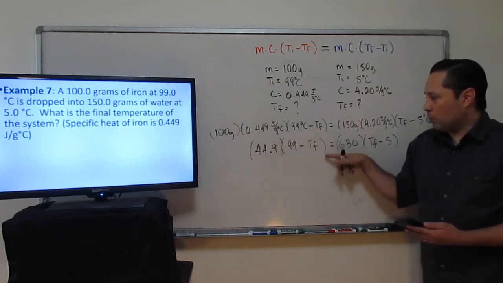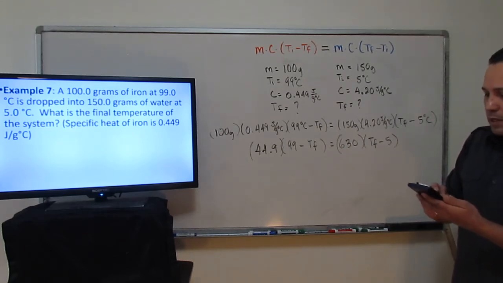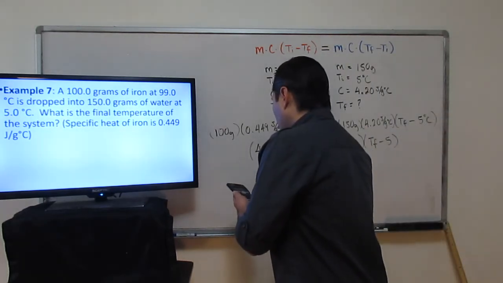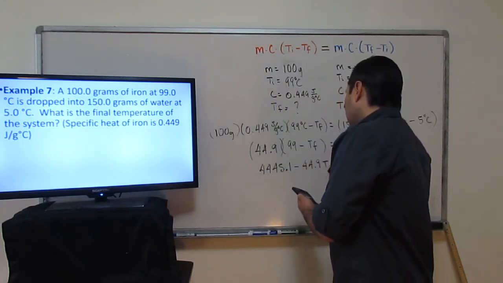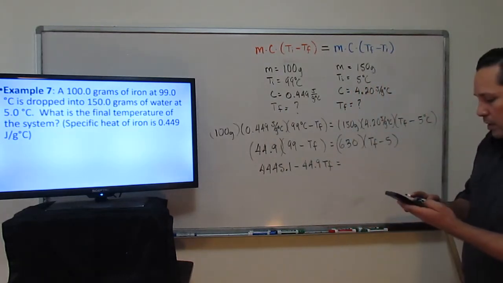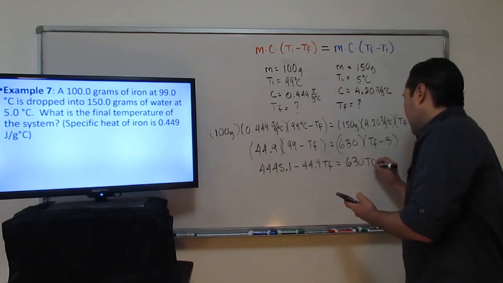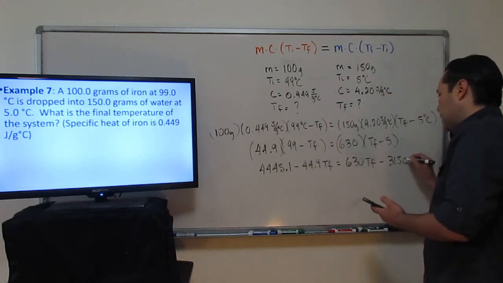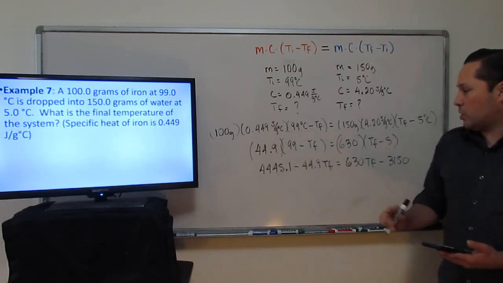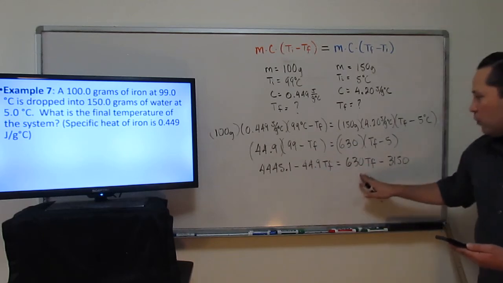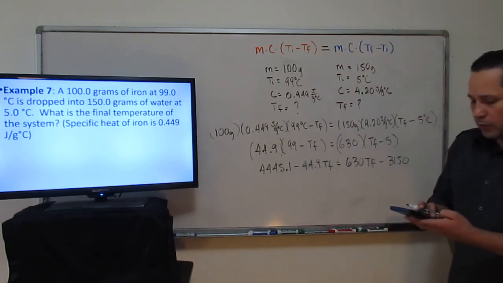All right, now I'm going to distribute inside of the parentheses. So it's going to be 44.9 times 99. It's going to give me 4,445.1 minus 44.9 Tf. On the other side, it's going to be 630 times 5. It's going to be 630 Tf minus 3,150. All right, so that's what we got after the distribution of these values into the parentheses. Now we're going to combine like terms. I'm going to move the 44.9 Tf over to this side and 3,150 over to that side. So let's go ahead and do that.